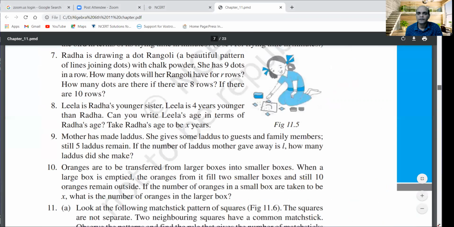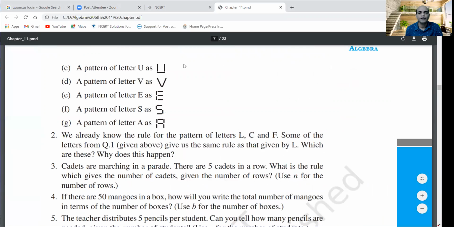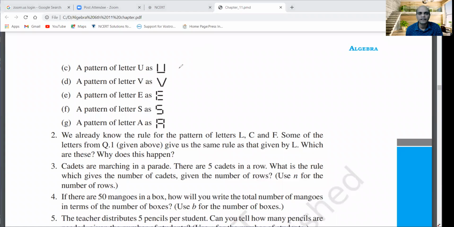Okay, 11.1. Now I will not explain it. You will tell me directly, you will write the rule. How many? 1, 2, 3. So again, this is 3n. For B, we need 2, so it is 2n. For E, how many are there? 1, 2, 3, 4, 5. So 5 matchsticks are required to form one E. So the rule says 5n.